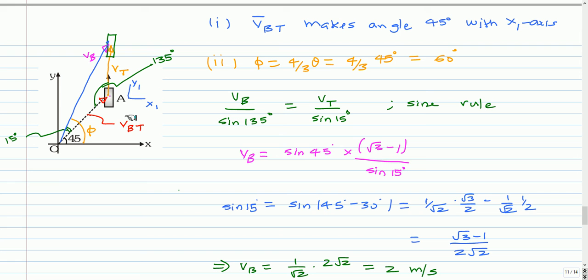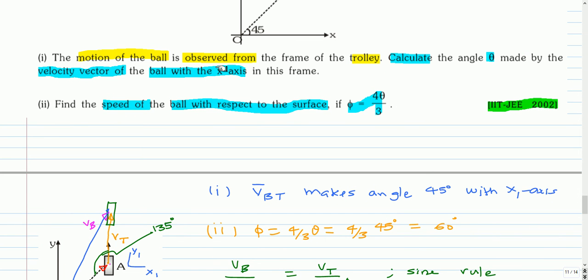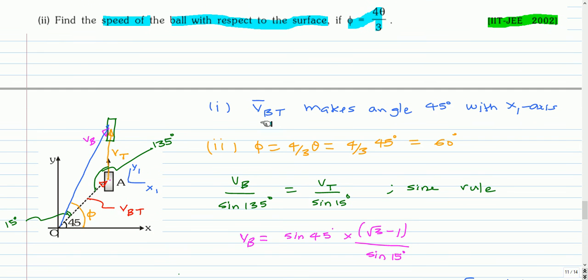So VBT. The first part of the question is: motion of the ball is observed with respect to the trolley. Calculate the angle theta made by the velocity vector of the ball with respect to the x-axis in this frame. So the angle made by the velocity vector in this frame is that of the velocity of the ball with respect to the trolley.